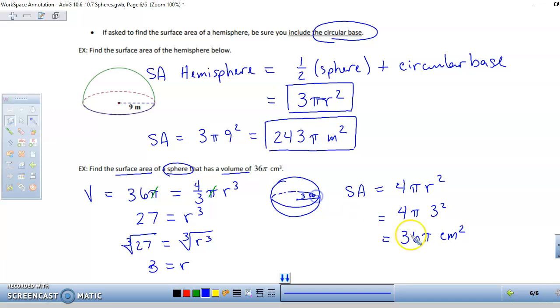Now, let me clarify. I'm sure some of you are noticing, oh, the volume here was 36 pi. The surface area here was 36 pi. Wow, that would be really easy if that would always happen. It doesn't always happen. So you do have to actually calculate. Just for this particular sphere, this is how it works. This does not always happen. That would be lovely if it did, but it doesn't.